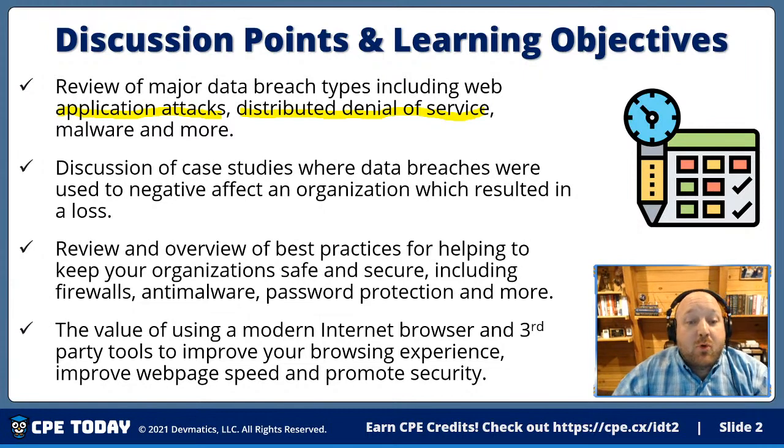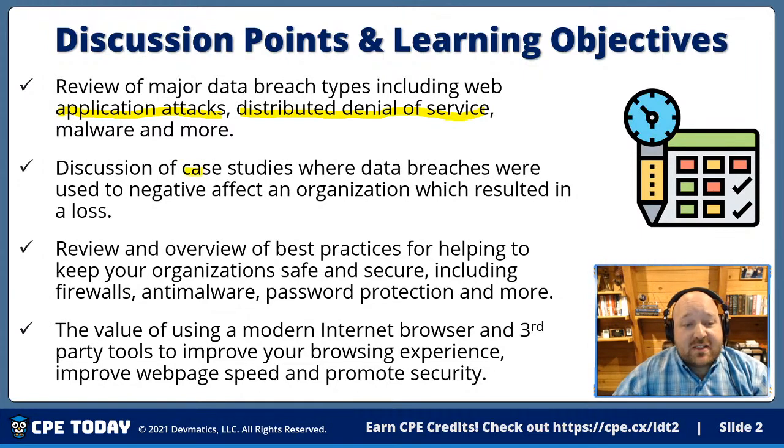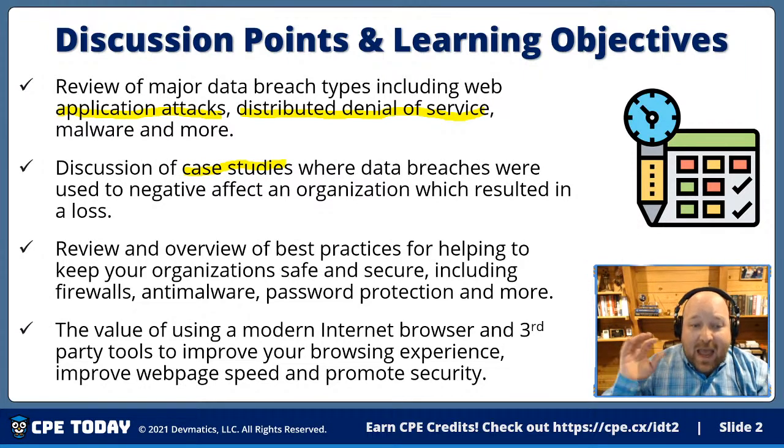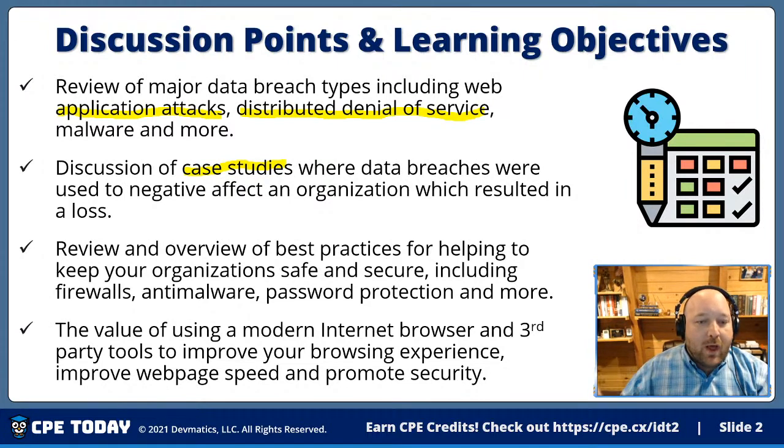So we're going to talk through what those different types of attack types are and what you could do to help prevent them from occurring inside of your organization. We're also going to discuss a couple of different examples, some case studies where data breaches were used to have a negative effect on organizations, which resulted in a loss. There are two that come to mind. They're a little bit older than I would like, but they really illustrate the concept well.